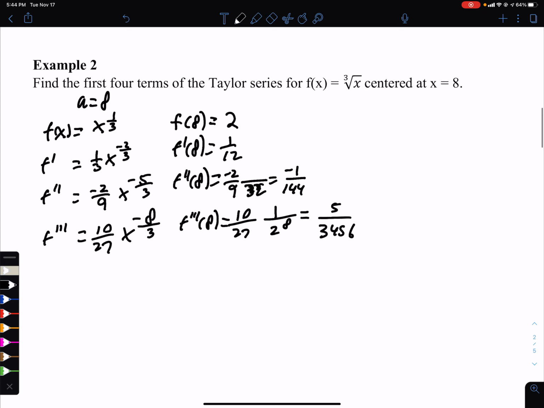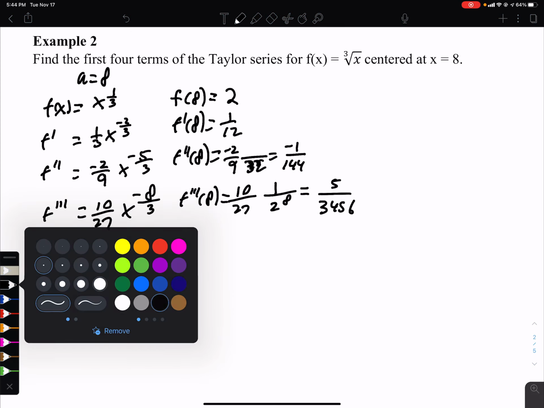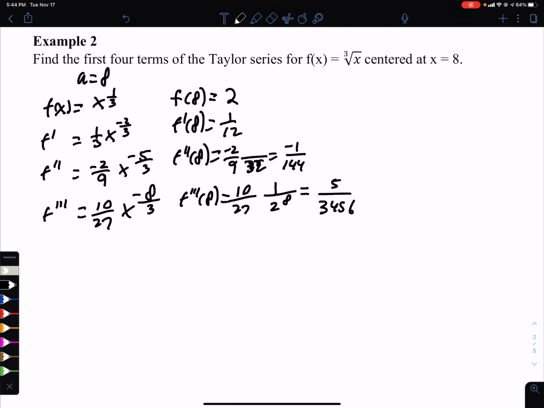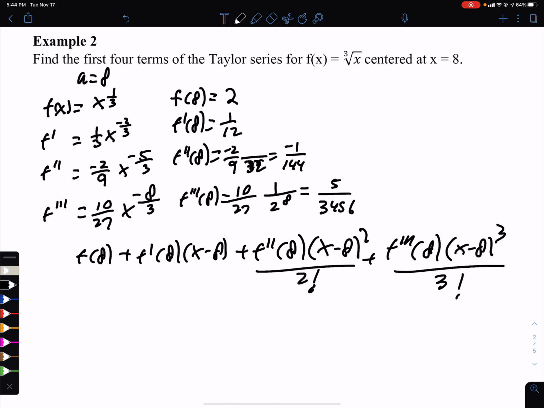So let's create the Taylor series for this. So here we go. We start with f of 8 plus f prime at 8, x minus 8, plus f double prime of 8, x minus 8 squared over 2 factorial, plus f triple prime of 8, x minus 8 cubed over 3 factorial, plus dot, dot, dot.